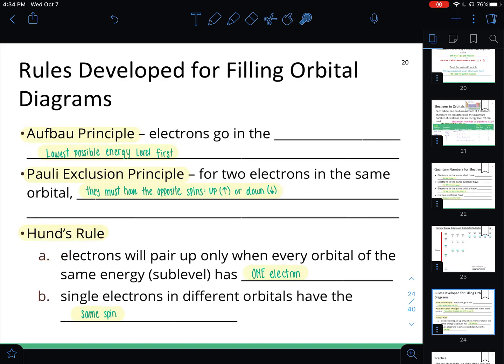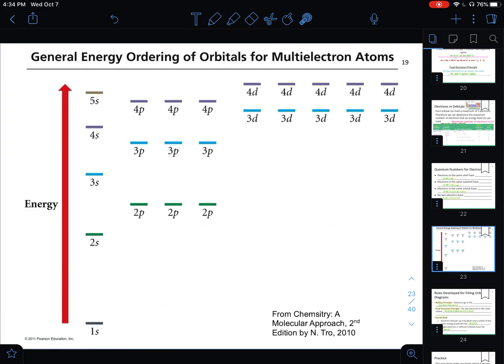Hund's rule tells us that electrons only pair up when every orbital of the same energy level or sublevel has 1 electron in it. Think of this as when you are filling in the electrons, kind of like how kids get on a school bus. They will fill in seats until all of the seats are filled up. Then they start doubling up until it's all full. Then they got to move on to the next bus. Of course, I should have started down here and worked my way up, but that was just a quick example.